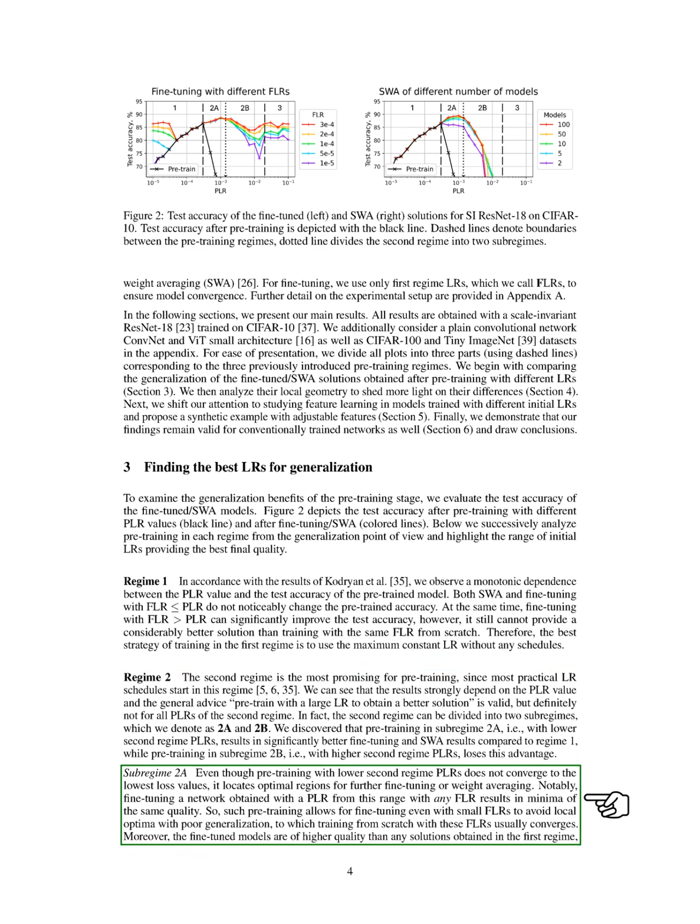Although pre-training with lower PLRs does not achieve the lowest loss values, it helps us find optimal areas for fine-tuning or weight averaging. Notably, fine-tuning a network from this range with any fine-tuning learning rate, FLR, yields similar quality minima. This approach allows us to fine-tune even with small FLRs, avoiding poor generalization that often results from training from scratch with these FLRs.